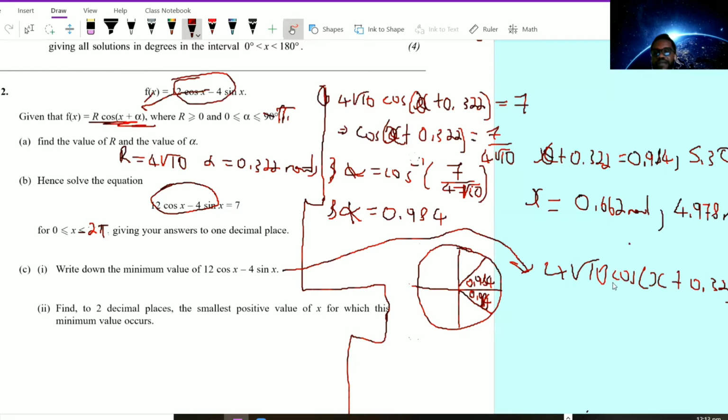So whatever the coefficient of cos is, you can look at the coefficient to determine the maximum and the minimum value, provided that you don't have a translation, which you don't have here vertically. Good. You have a horizontal translation, which is what the plus 0.322 will give you. But you don't have a vertical translation, which is what accounts for your amplitude. So from this, the minimum value is just simply equal to negative 4 root 10. All right, not bad there.